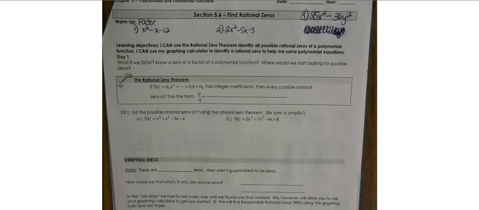The first one is x squared minus x minus 12. The second one is 2x squared minus 5x minus 3. And the third one is 25x squared minus 36y squared. So please pause the video and factor each of these expressions completely. And when you have an answer, please restart the video and we'll get started with our lesson.